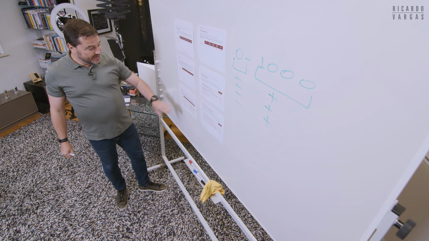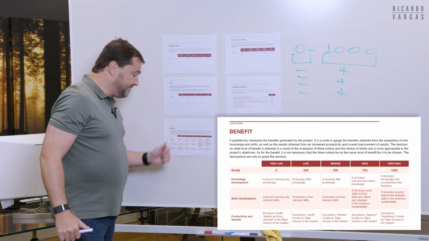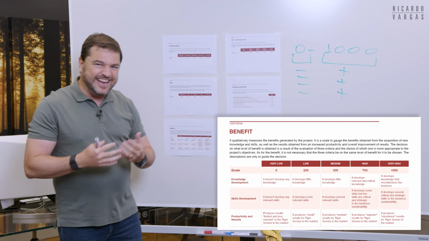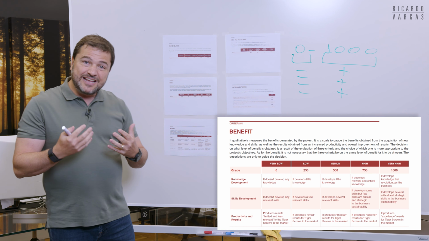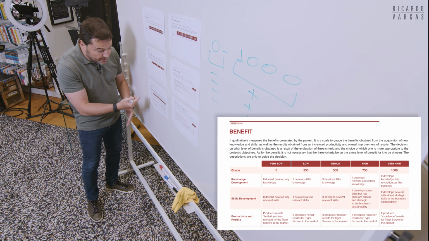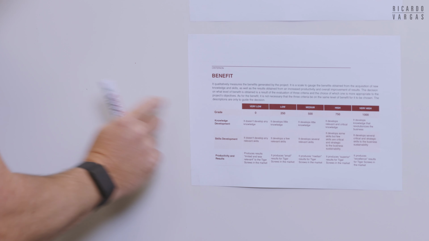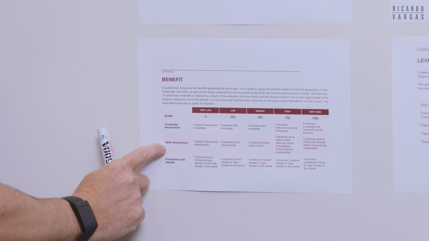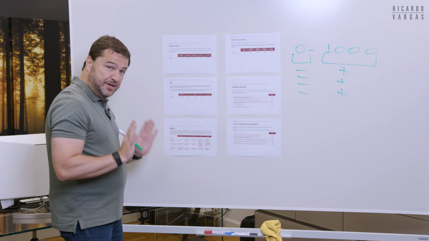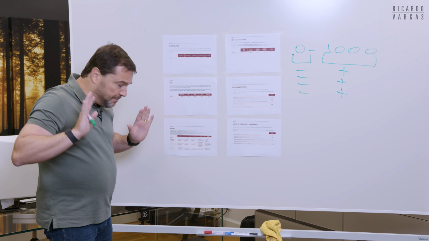Another example, and this is a multiple criteria. For example, benefit. On the benefit side, I can measure the benefit, but if I'm not able to measure this benefit, I can put some criteria. For example, the way knowledge develops, the way skills develop, and the way productivity and results appear. So look, these three are just examples, okay?